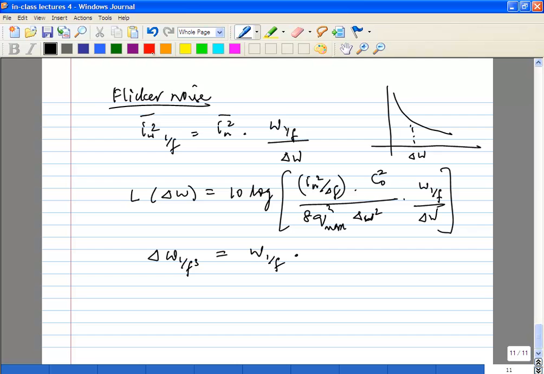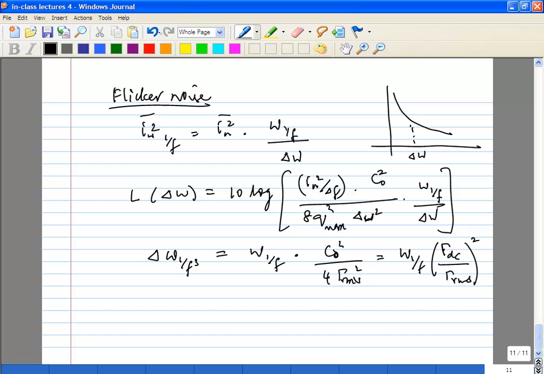It's 1 over f times... because you just need to compare and find the point where this becomes equivalent to your thermal noise, right? If you equate the two, it turns out to be something like this. So this is basically omega 1 over f times gamma DC over gamma RMS, the whole square. Okay.